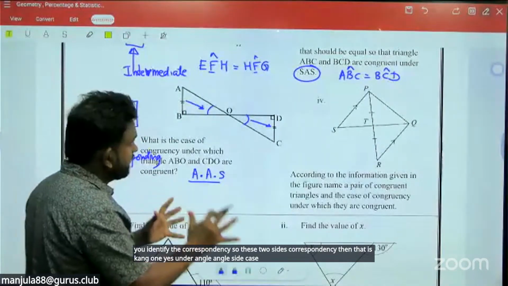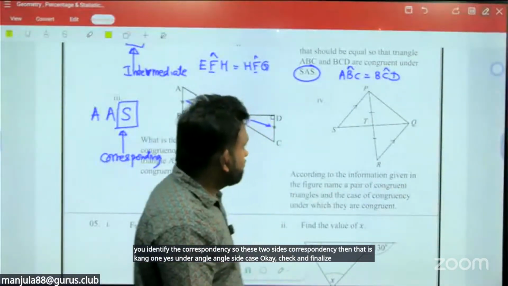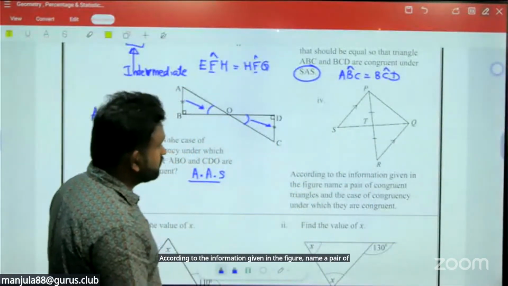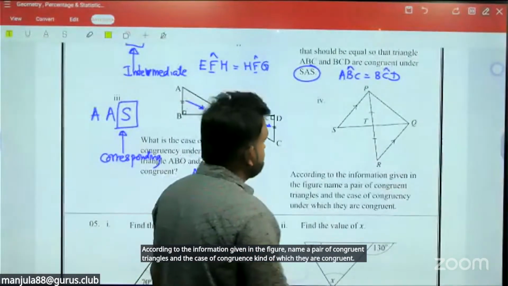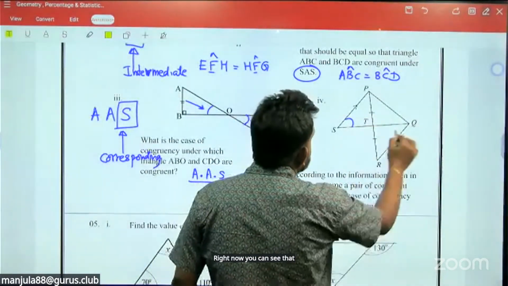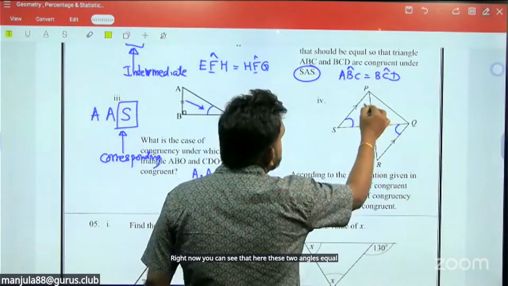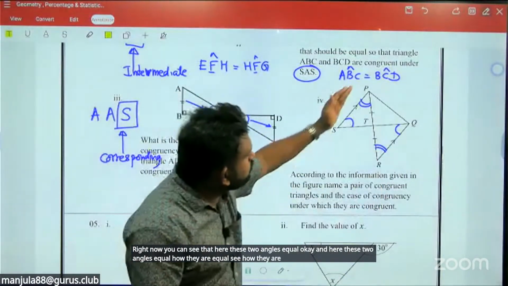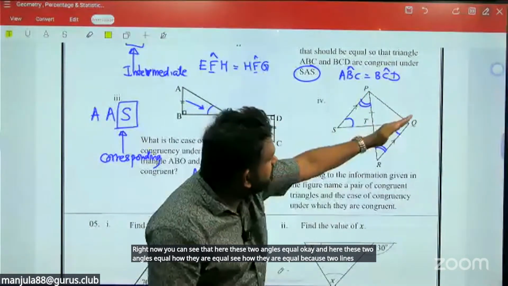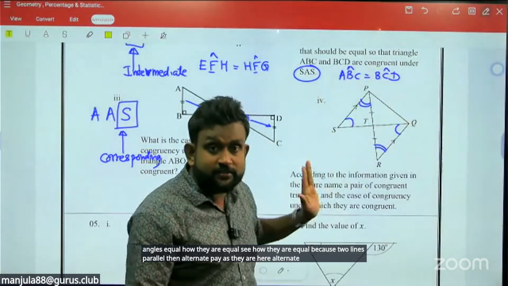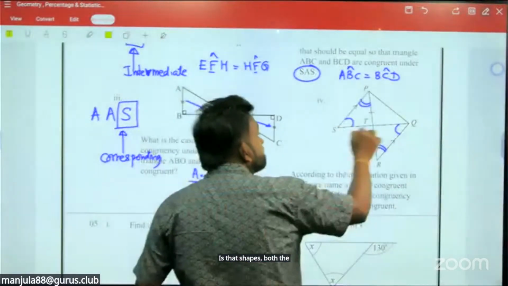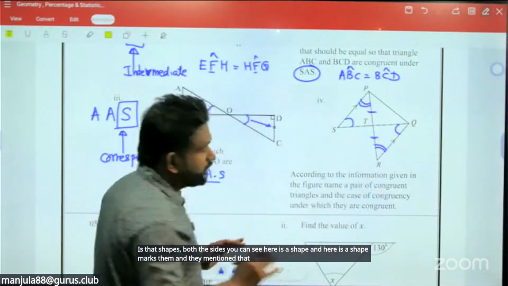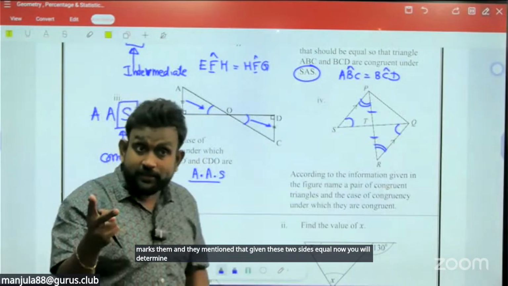Okay, check and finalize the answer precisely. According to the information given in the figure, name a pair of congruent triangles and the case of congruency under which they are congruent. Right now you can see that these two angles are equal, and here these two angles are equal. How are they equal? Because the two lines are parallel, there are alternate angles here, and here the other alternate pair. Z shapes on both sides. You can see a Z shape here and a Z shape here, mark them. And they have given that these two sides are equal, so you determine two angles and one side equal.